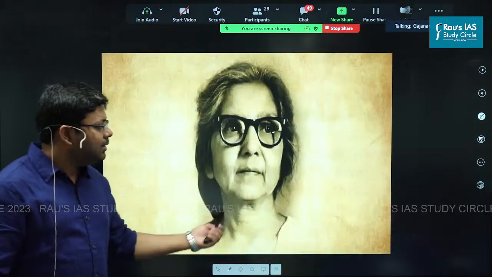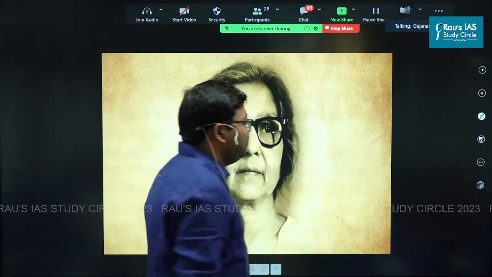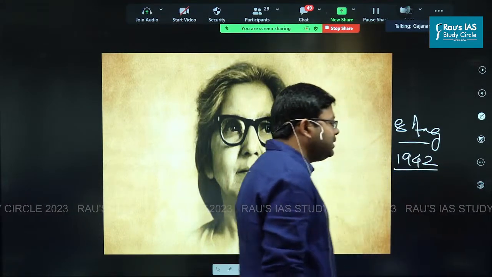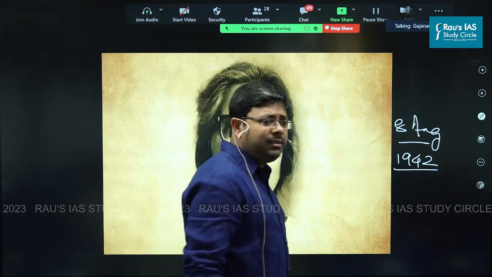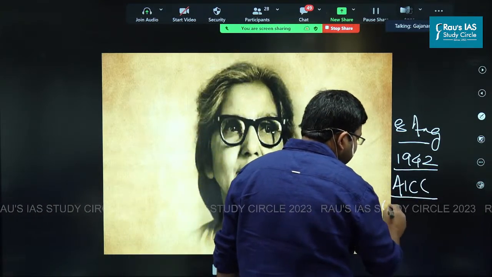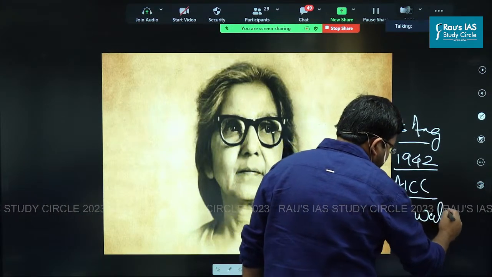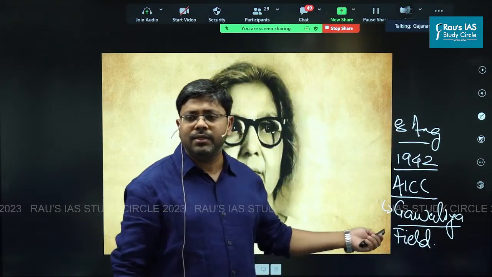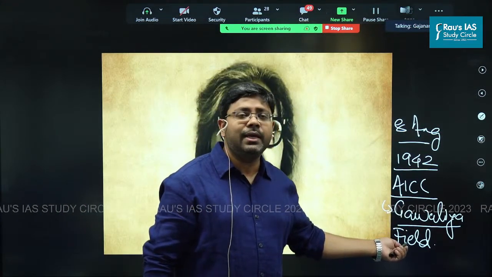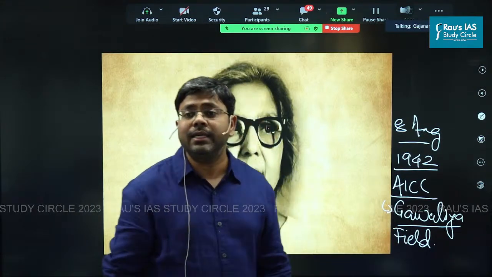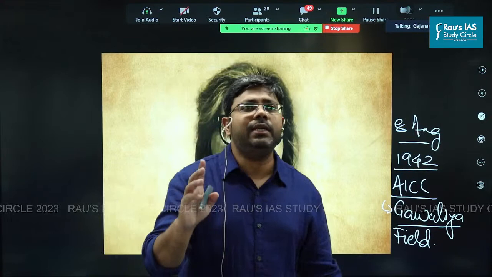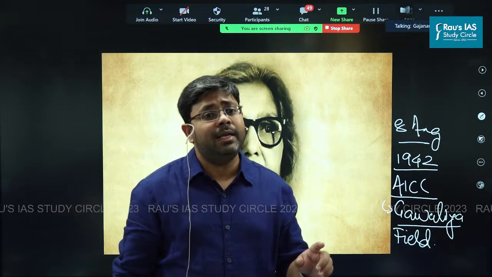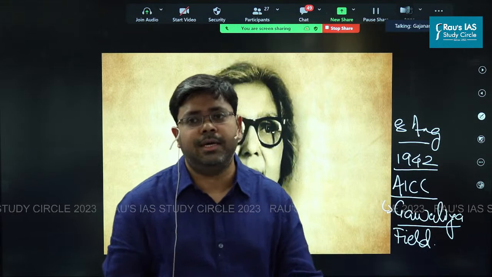Now, how was it so? On 8th August 1942, there was an AICC meeting in Bombay, at Gowalia Tank field. There was a Gowalia Tank, a big pond, and nearby there was a field. In the meeting of the AICC, the Quit India resolution was ratified. Congress demanded immediate withdrawal of the British from India, and Gandhiji gave the slogan of do or die.